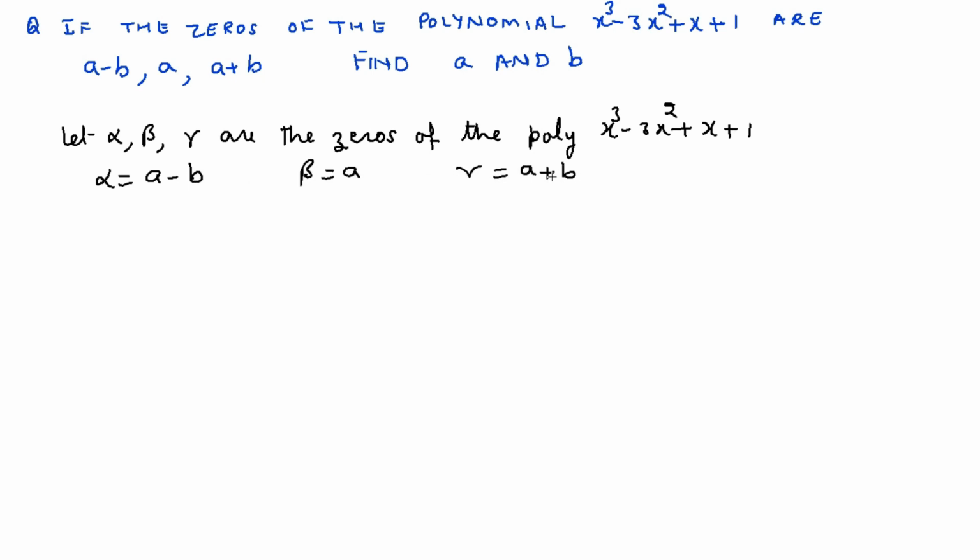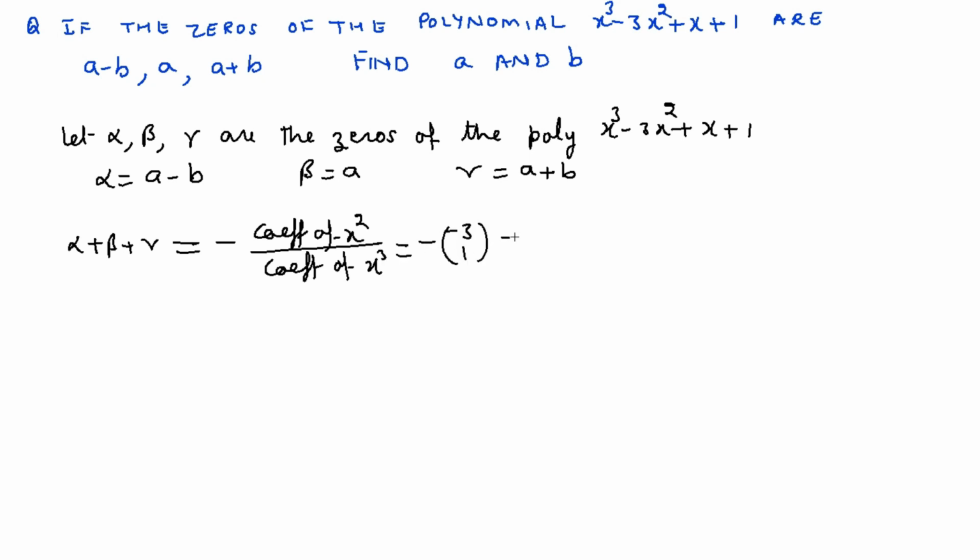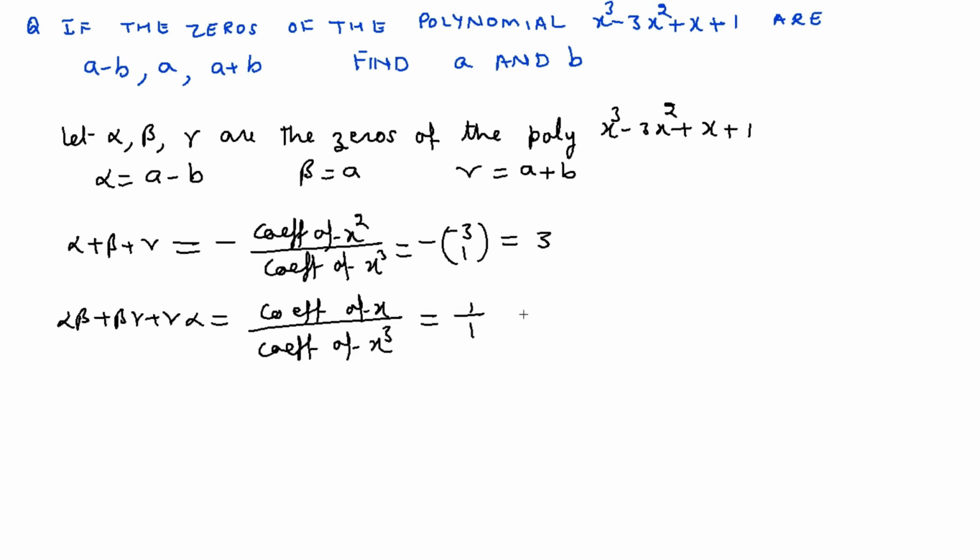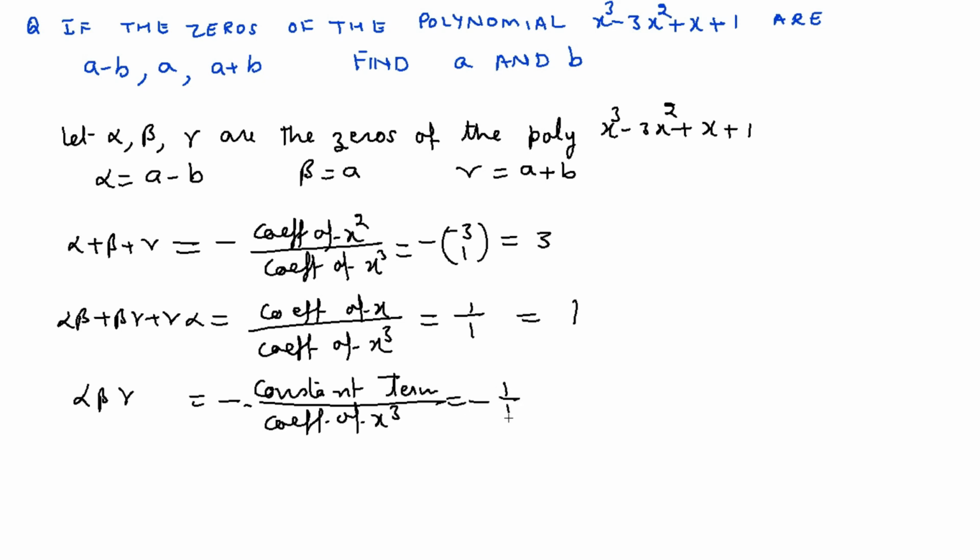So write alpha plus beta plus gamma, which is equal to minus coefficient of x square upon coefficient of x cube, which is equal to minus 3 upon 1, which is equal to 3. Alpha beta plus beta gamma plus gamma alpha is equal to coefficient of x upon coefficient of x cube. Coefficient of x is 1, coefficient of x cube is 1, so we write 1 upon 1, which is equal to 1. Alpha beta gamma is equal to minus constant term upon coefficient of x cube, which is equal to minus 1 upon 1, which is minus 1.